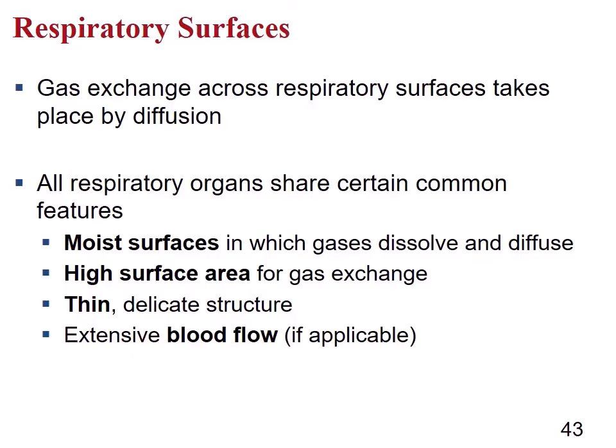And all respiratory organs are going to have some things in common. They're all going to have a moist surface, so the gases can dissolve and then diffuse, and they have a high surface area. The more surface area you have, the more gas exchange you can do. They tend to have a thin, delicate structure because again that's going to increase the surface area. And if they have blood, they're going to have extensive blood flow to those organs. And not everybody has blood, right? Some organisms have hemolymph. So keep that in mind.